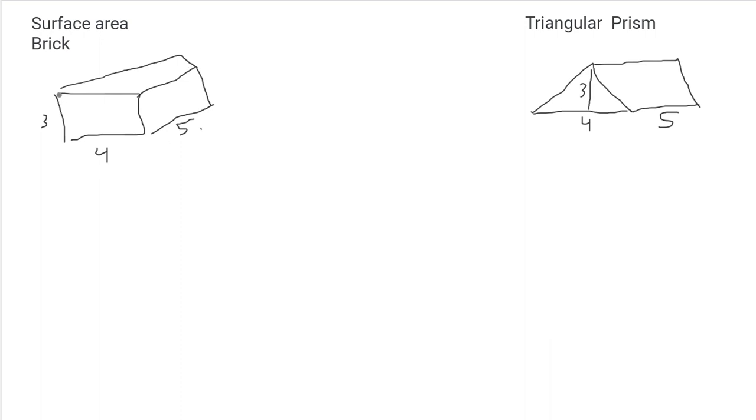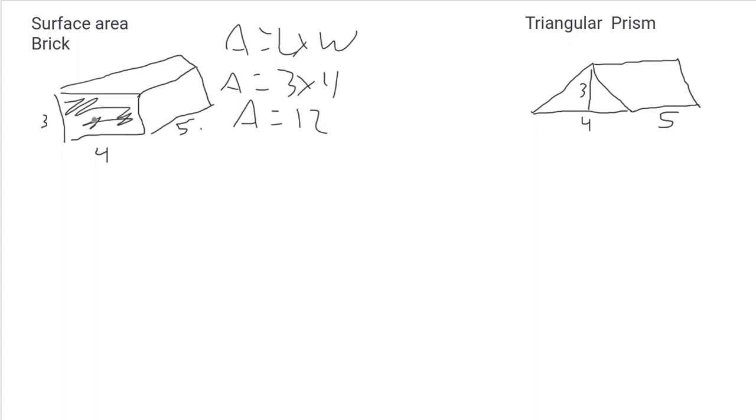To figure that out, we would find out the area of this section. So area is length times width. So 3 times 4, so the area is 12. So this section right here is 12. But if it's on this side of the brick, on the opposite side of the brick, this is also 12. So I'm going to do times 2. So that area is 24.